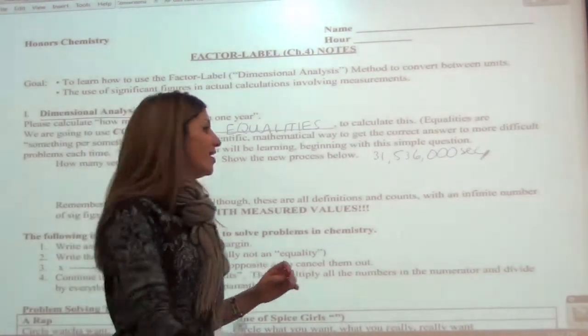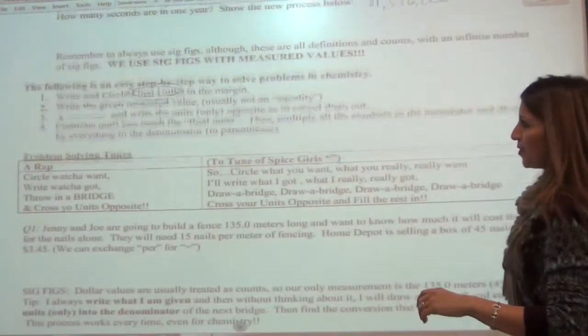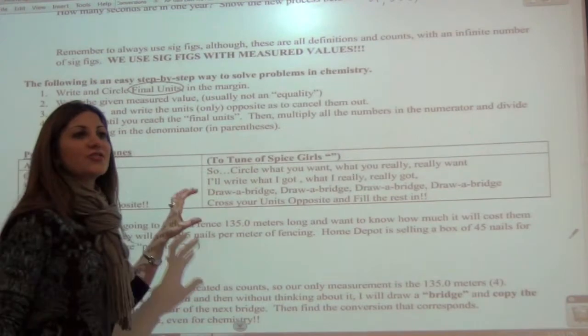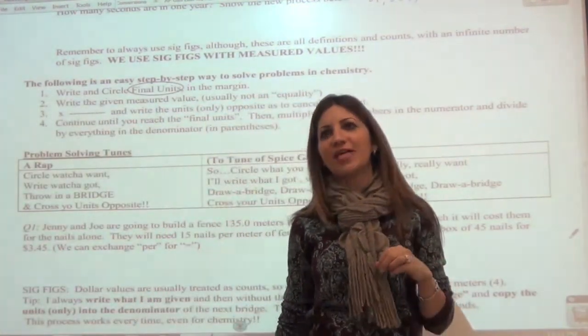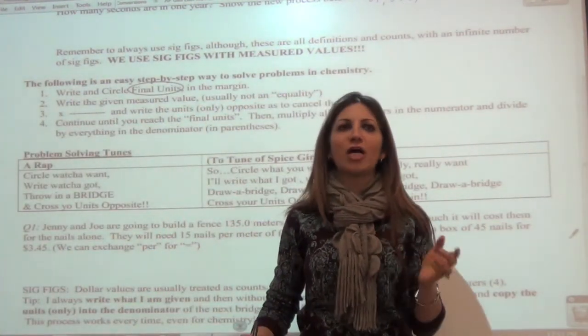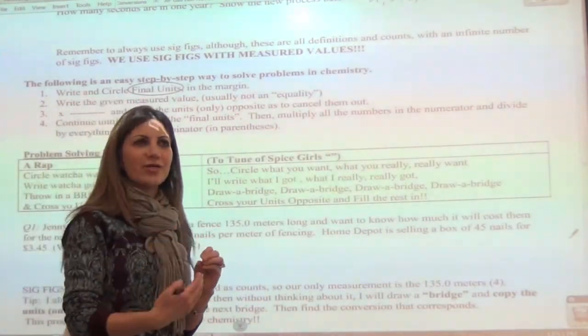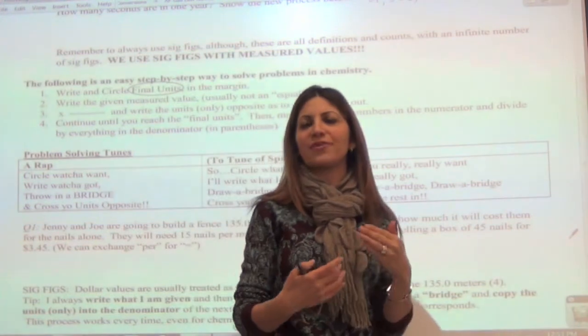Everybody's going to repeat after me. The circle what you want, write what you got, throw in a bridge, cross units opposite. Ready? It's right here if you don't remember it. Here we go. Circle what you want, write what you got, throw in a bridge, and cross your units opposite. As long as you use this method, you'll be guaranteed to get the correct answer every single time.